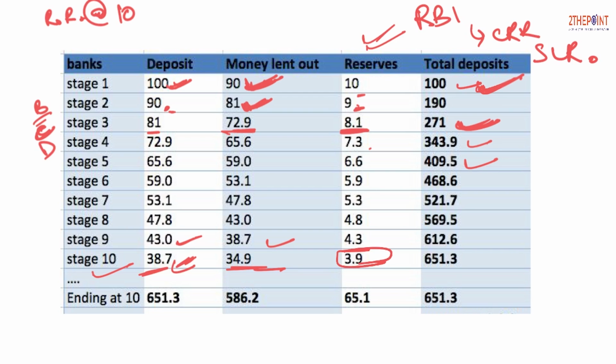I hope it is clear to you, and please remember this example. You can just create a table, though no one asks you to present this table. It is just for your better understanding that I have placed it here.